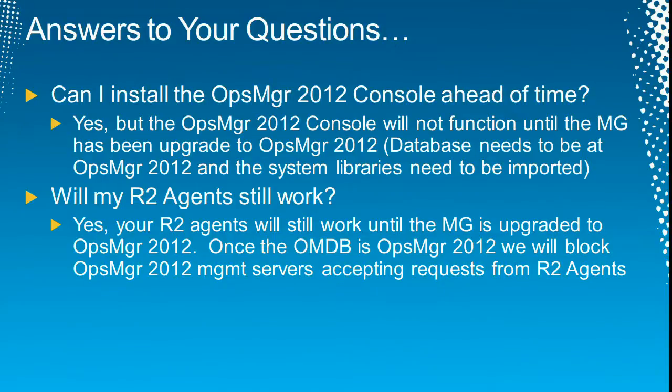Now, your OM12 agent works back compat with R2. So if you have an R2 management group, you can still multi-home and go ahead and point to, I think we support up to 4 management groups per agent. So you can go ahead and still multi-home it back at least 3 times if you need to do that.